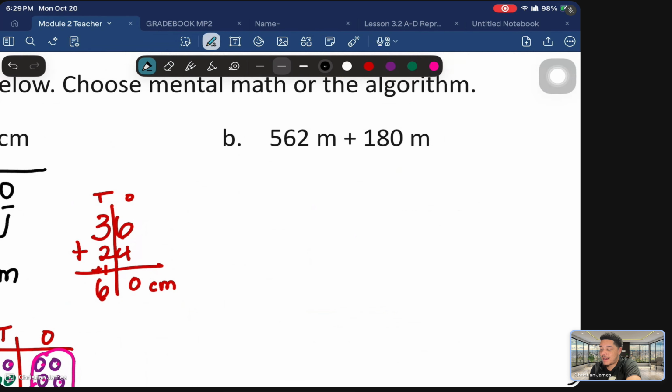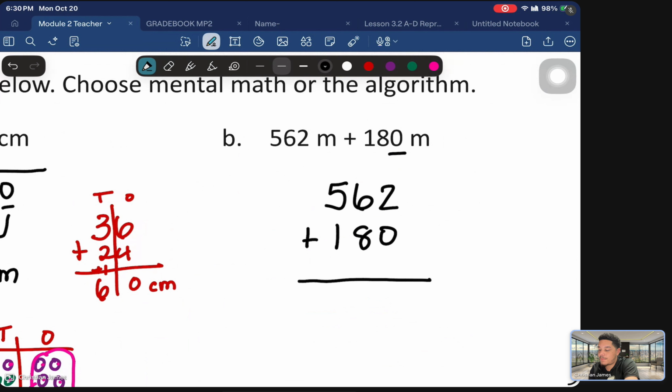So the next problem I have is 562 plus 180. I have a 10 here, which makes this pretty easy in my opinion, but the way I would recommend solving this is the standard algorithm. So I'm going to do 562 plus 180. Remember to leave space when you draw your line, and I'm going to draw my place value lines here to help me really solve this problem.